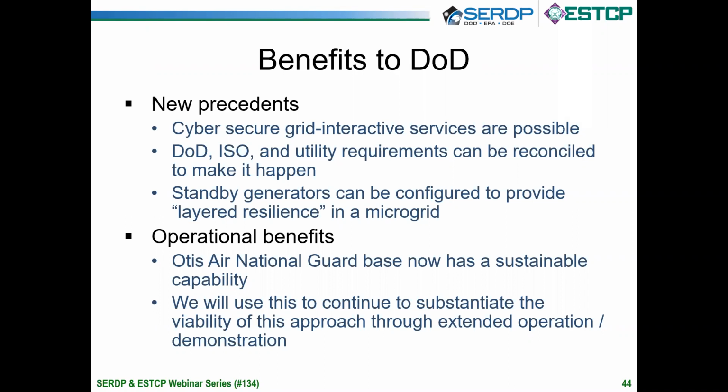And in terms of operational benefits, Otis National Guard Base now has a battery system that is capable of providing these services, and will soon have the generator up and the full microgrid in its final configuration, is the plan. We're going to continue running the battery through frequency regulation over the next year, and show that that's a sustainable value proposition for the installation that pays for the operations and maintenance, and allows the system to persist beyond 2022 when the extended demonstration is complete. Next slide.